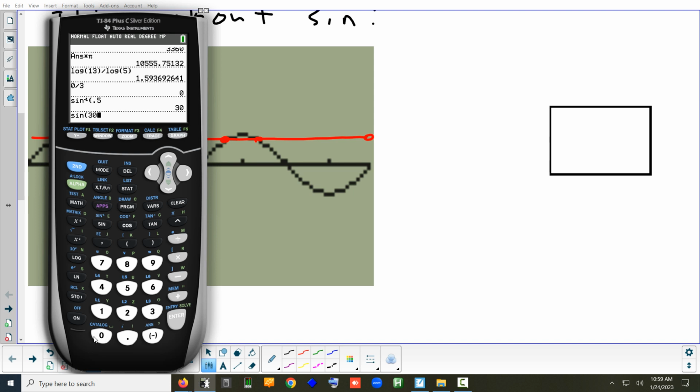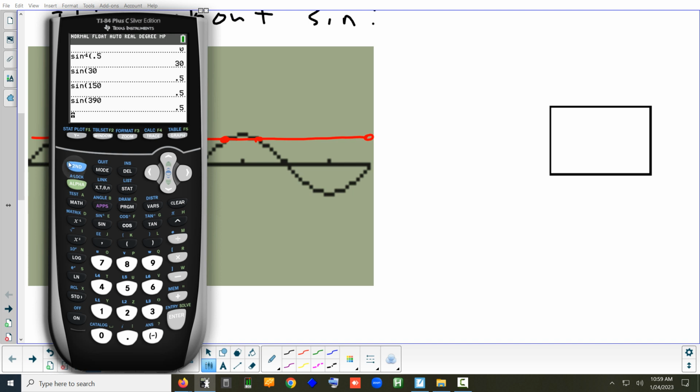So here's another example with numbers. Sine of 30. Sine of 150. Here's another one. Sine of 390. They're all 0.5. So you can think of all of these as different answers where the horizontal line hits.